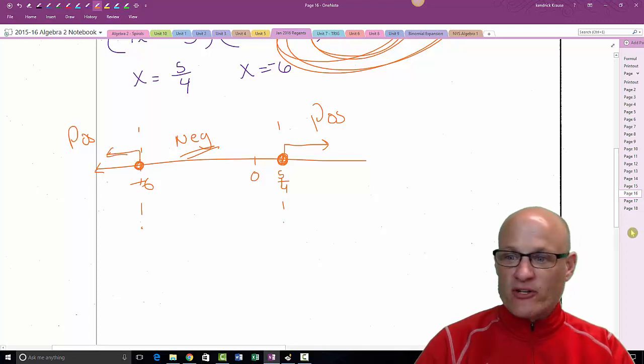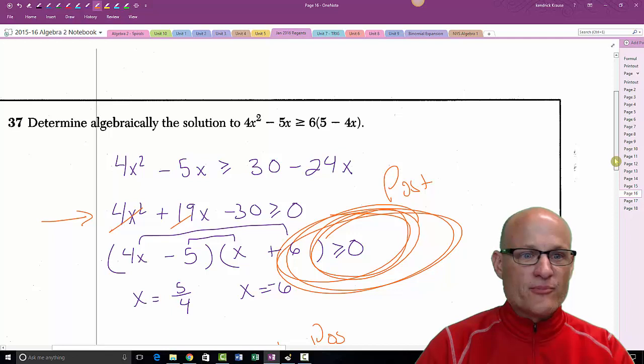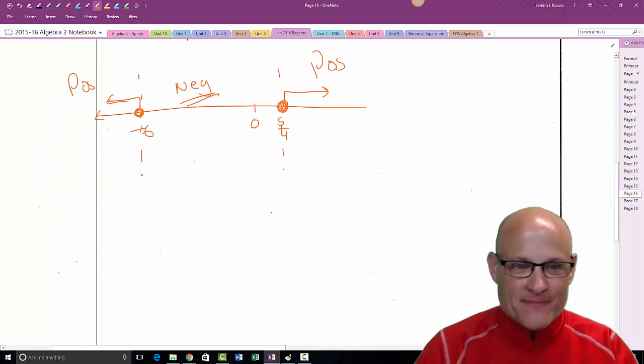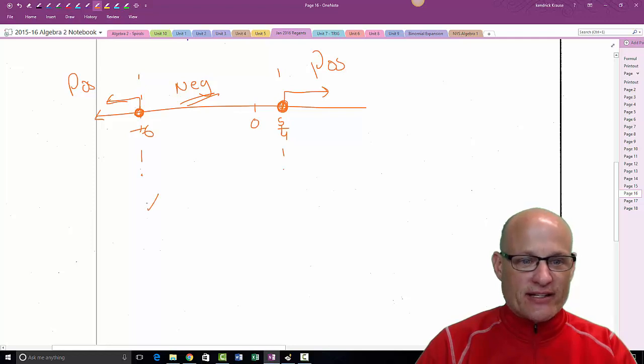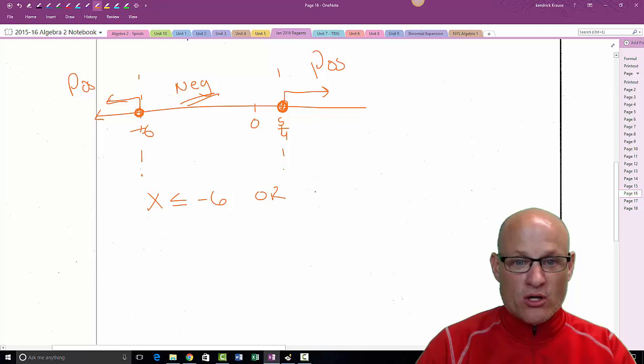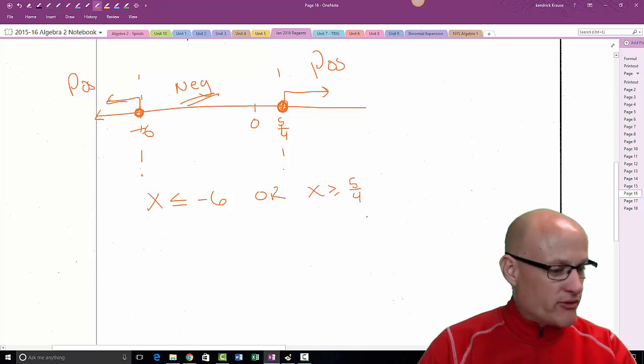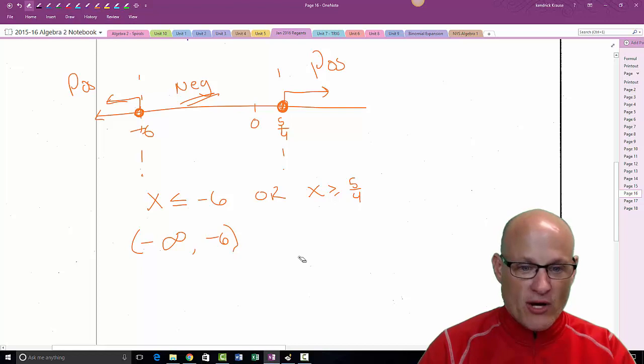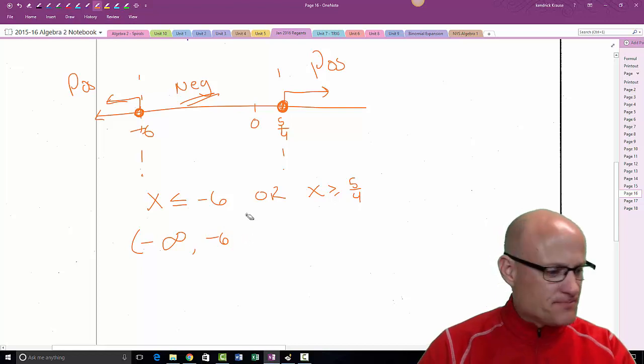Now, did this say solve and graph or just solve? Determine the solution. So the solution is there, but we got to state it. So I can state it like this. X is less than or equal to negative 6, or X is greater than or equal to 5/4. That's one way to state it. Or you could have done it this way. Negative infinity to negative 6, bracket.